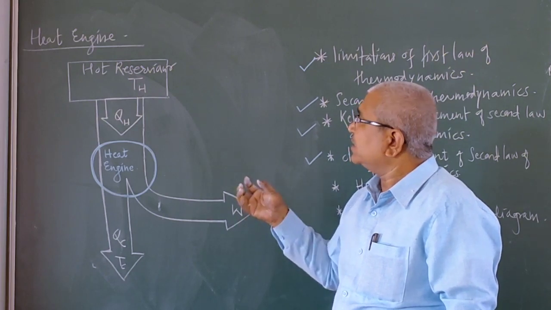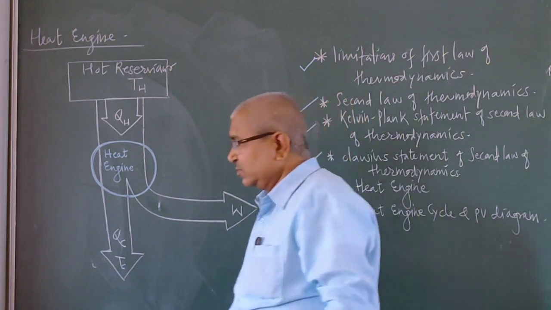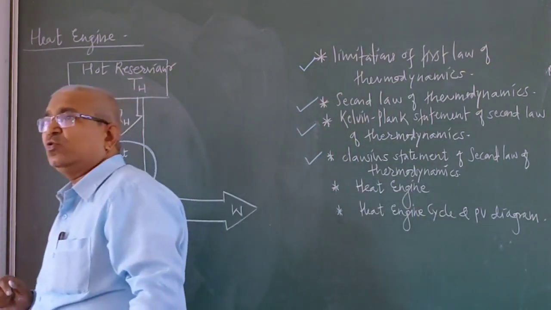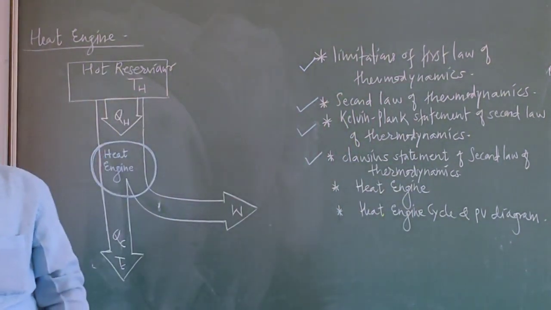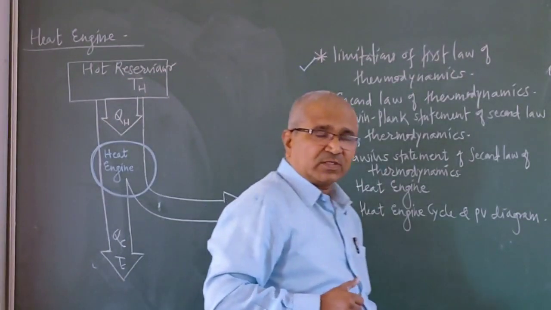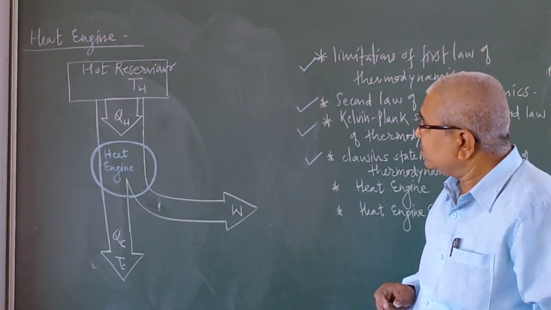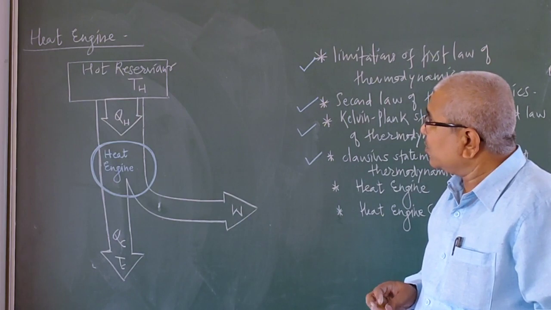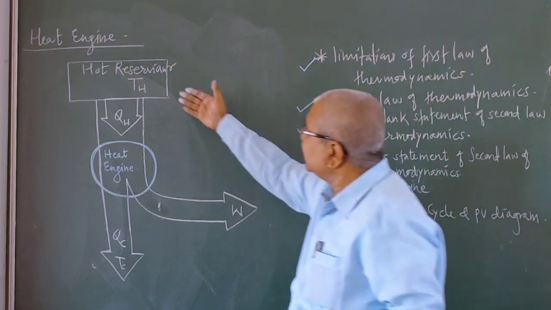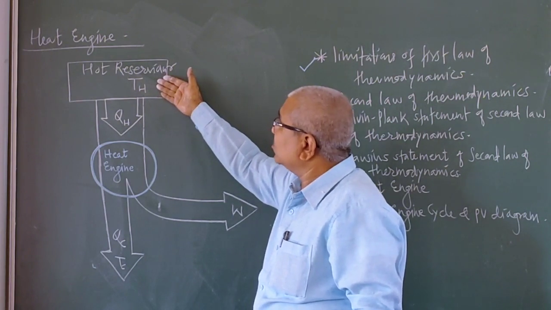While learning the construction and working of a heat engine, we must know the different parts regarding the heat engine. Which part do you see on the board? Hot reservoir. This is the first part. It is also called a source.